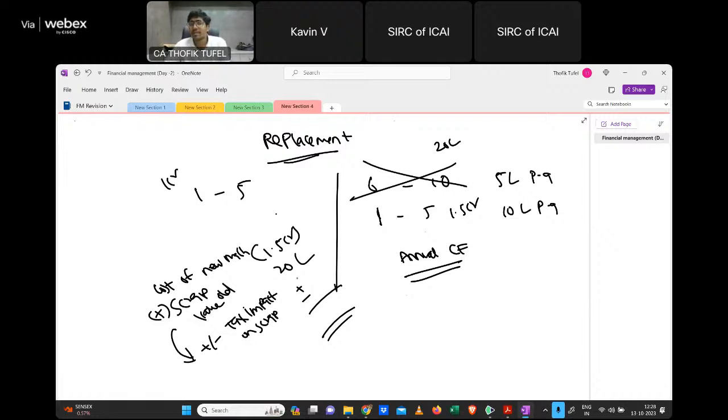Okay, now the next one is incremental annual cash flows. Now from 1 to 5 years, because you're purchasing this machinery, you are getting an extra income of 5 lakh rupees, correct? You are getting an extra income of 5 lakh rupees. So what you do, just an incremental approach, 5 lakh rupees, you put for years 1, 2, 3, 4, 5. And by that, you calculate all the incremental cash flows.